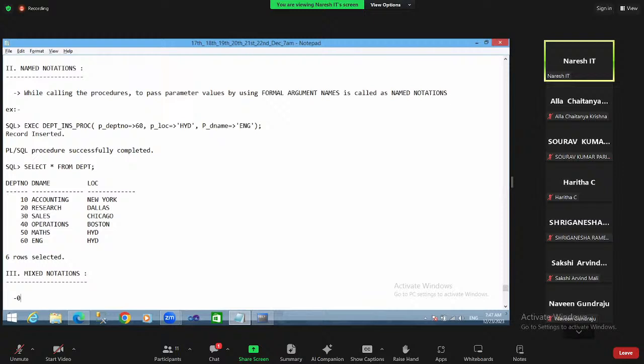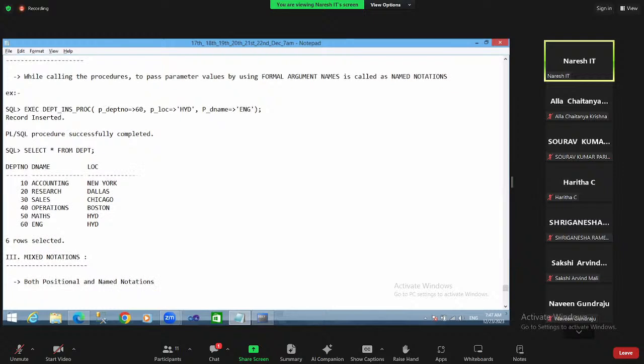Mixed notations means both positional and named notations. Using both positional and named notations together is called mixed notations. See an example.